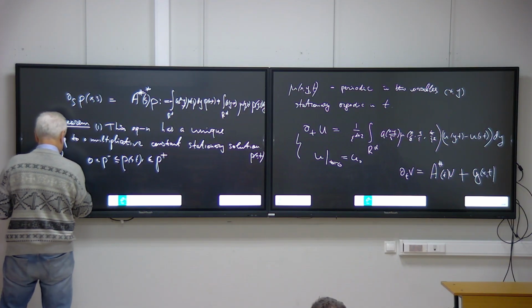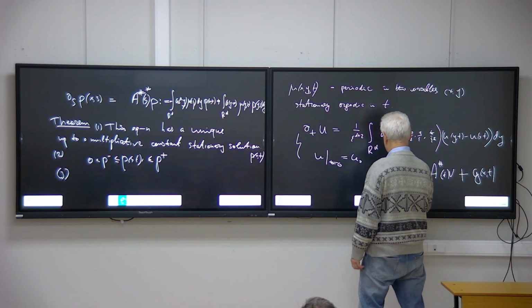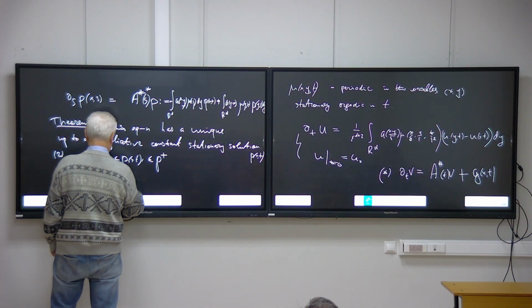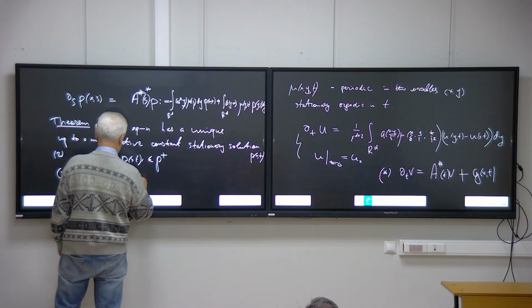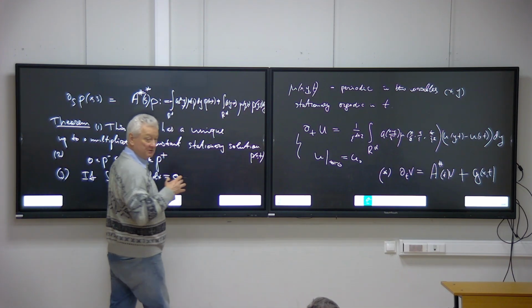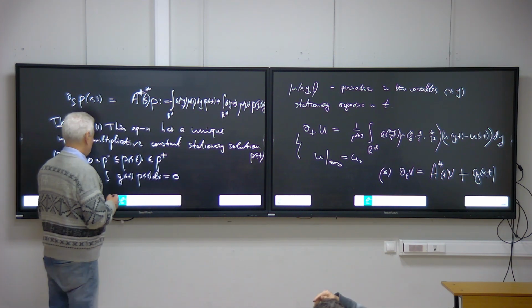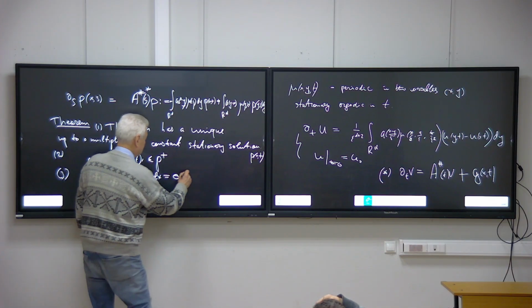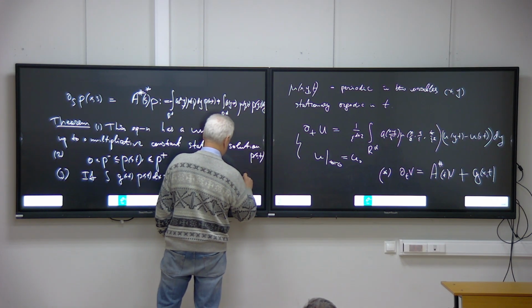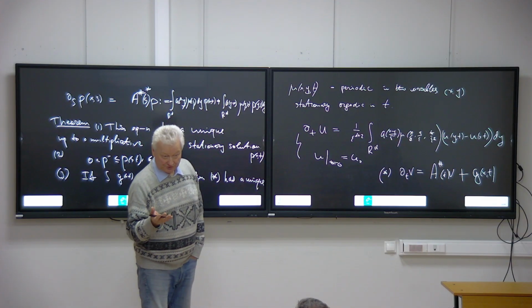And the third property: for this equation, let me give it the name star, if the integral of g of x t, p of x t, dx is equal to 0, almost surely, for each t, then star has a unique stationary solution, unique up to an additive constant.